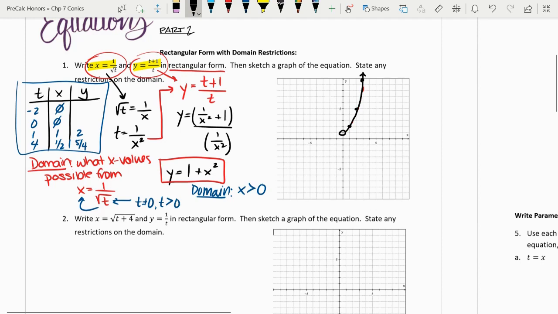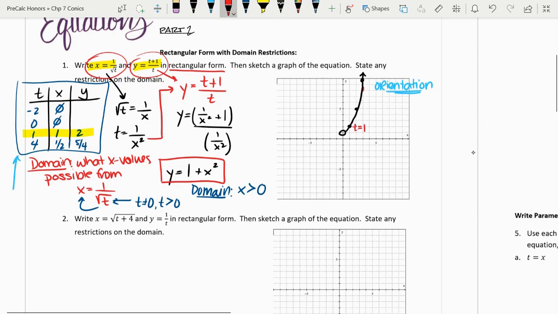So that's my graph. Now, remember we talked about last time orientation, which is important for parametric equations. This shows as t increases, where is our graph going? So I'm going to use my chart to help us out with that. So when t was 1, my point was 1, 2. So I'm going to write that in my graph.